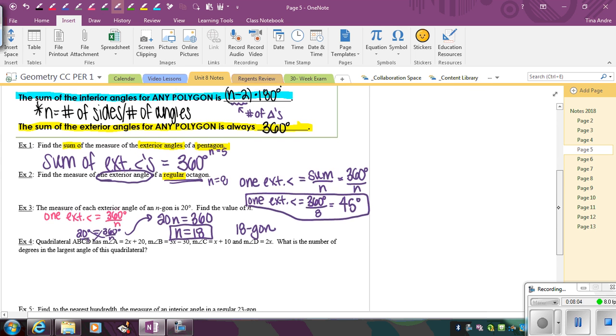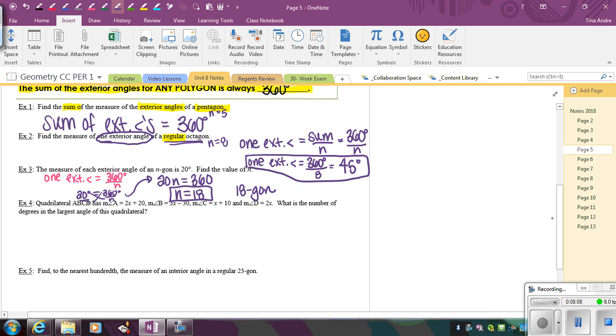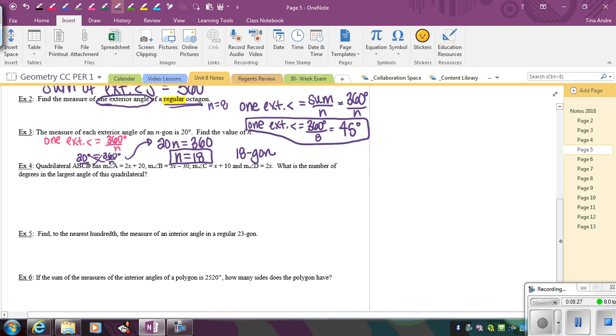So those are all using exterior angles. You could be asked to find the sum, which will always be 360. You could be asked to find one exterior angle, or you could be asked to find the number of sides given an exterior angle. Those are your different types of questions, one using your sum formula, the other using this formula here. Then if we look at these next couple questions, these are involving interior angles.